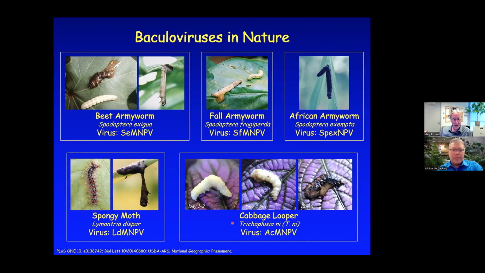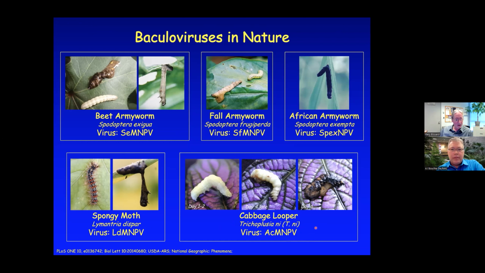One we study is a virus called ACMNPV. It has a very long name, Autographa californica multiple nucleopolyhedrovirus. That's why we call it ACMNPV. And we use as a model an insect, the cabbage looper, which is Trichoplusia ni, or I'll refer to it as TN in subsequent slides.